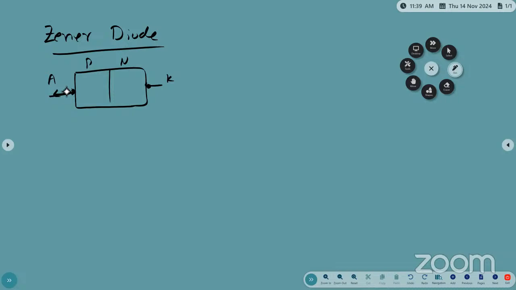The anode. Okay. Now the symbol of this PN Zener diode is the same diode. What is the change? Only the Z symbol, the reverse Z symbol. Why the reverse Z symbol? Because it works in reverse bias. Like that, you can remember the symbol of the Zener diode.